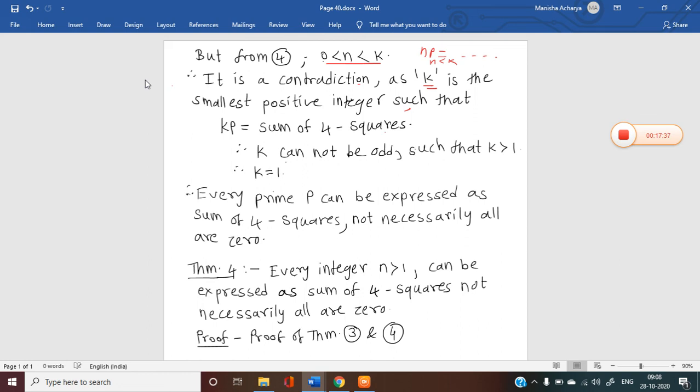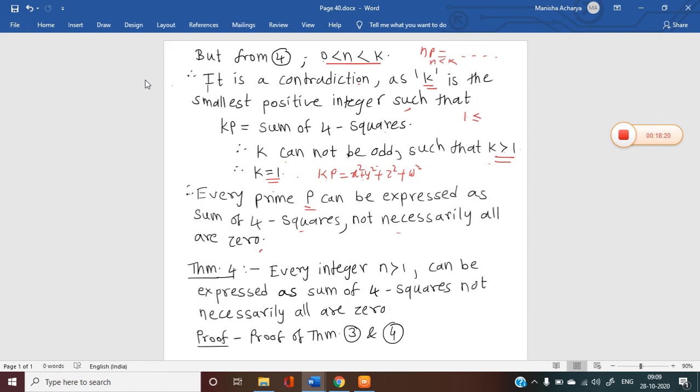Okay, therefore k cannot be odd such that k is greater than 1. But k cannot be even either, and k is an integer, therefore k cannot be even, k cannot be odd greater than 1, and therefore k must be equal to 1. And so since k is equal to 1, we have the equation that kp is equal to x square plus y square plus z square plus w square, but k is equal to 1, and therefore we can say p can be expressed as sum of 4 squares, not necessarily all are 0.